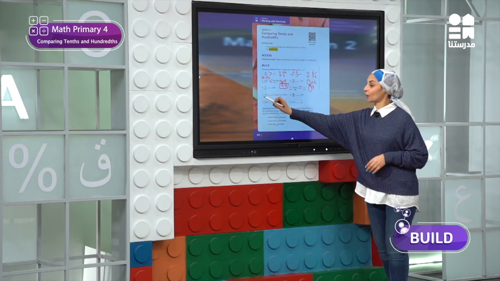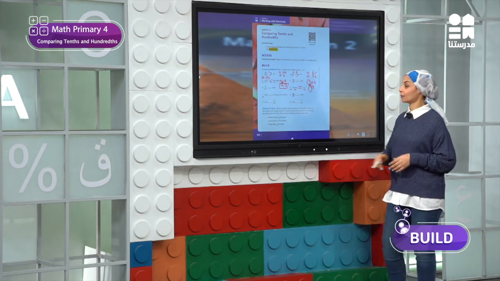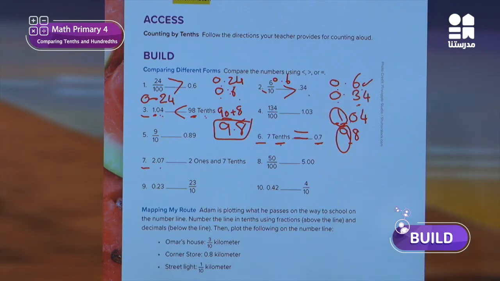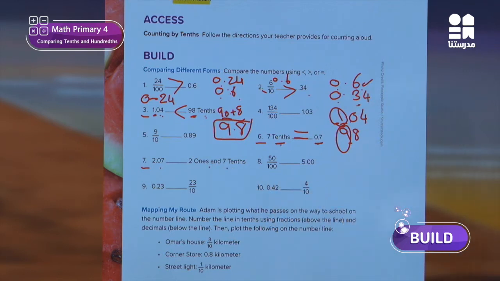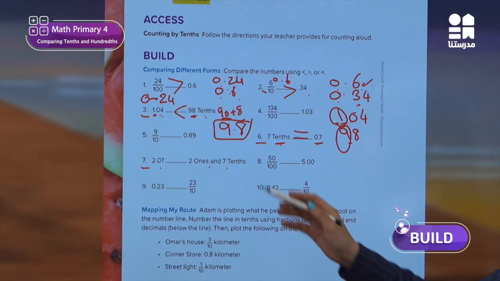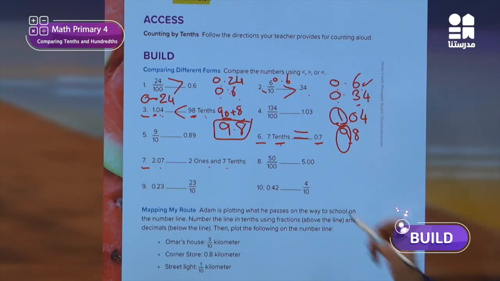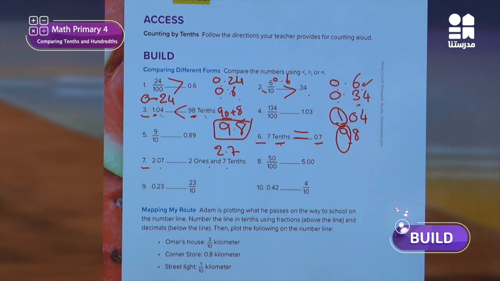Okay, now in problem number 7, let's see problem number 7. The first number is in standard form, which is 2 and 7/100ths. The second number is written in unit form, 2 ones and 7/10ths. First, I must write them in the same form. If we write the second number in standard form, how do we write it? 2.7, right?